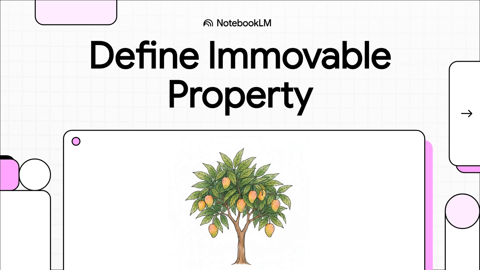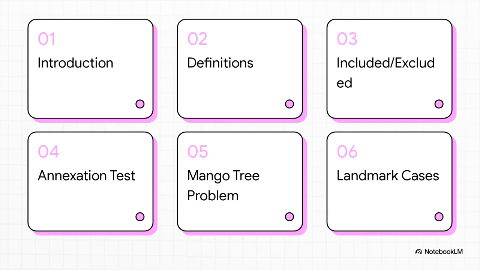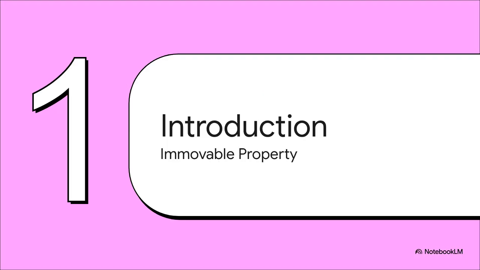Okay, let's begin. Synopsis. 1. Introduction. 2. Bare Act definitions. 3. Included and excluded. 4. Legal annexation test. 5. Mango tree problem. And 6. Landmark case laws. Now, listen to me very carefully. You must reproduce this exact list on page 1 of your answer booklet under the heading Synopsis. Doing this immediately secures the evaluator's confidence and establishes that, yes, you possess a highly structured legal mind. Okay, let's dive into this.